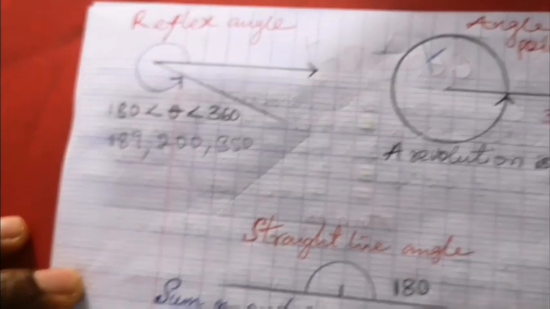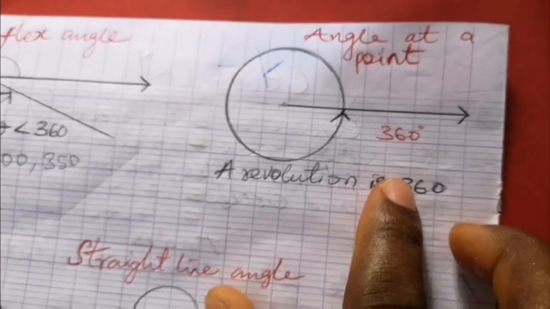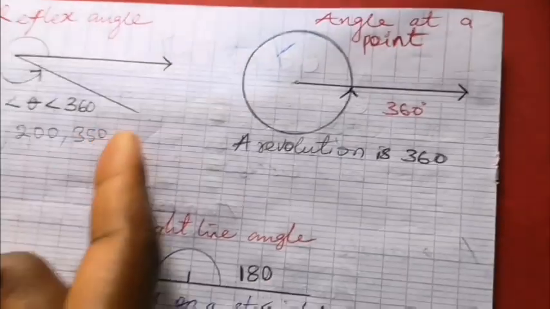Now the next one we have here is angle at a point. Now remember, we have been rotating.